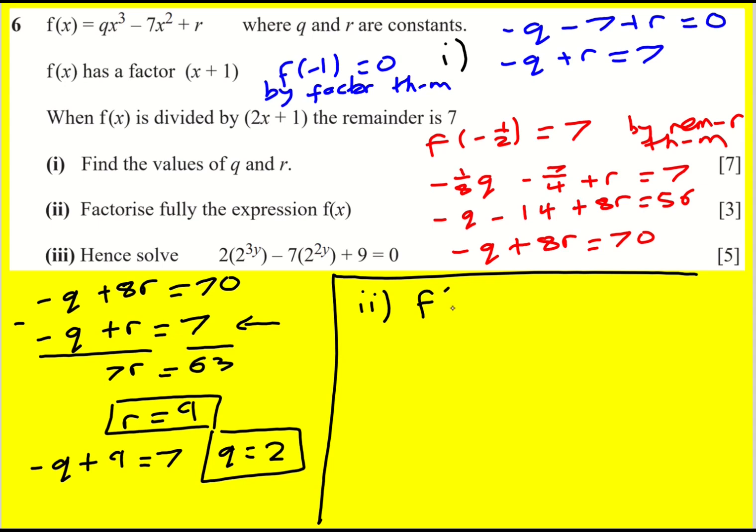So now I know that I have f of x equaling 2x cubed minus 7x squared plus 9. We're asked to fully factorize it. So for this, I'm going to use polynomial division. Don't want to divide through by 2x plus 1. I mean, that will give a remainder of 7. But I really want to get the factors. So it's going to be the x plus 1 that I divide by.